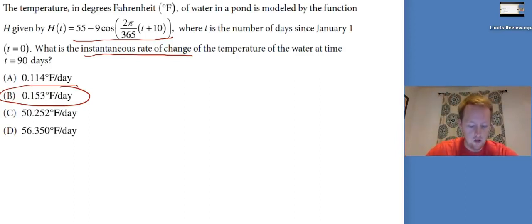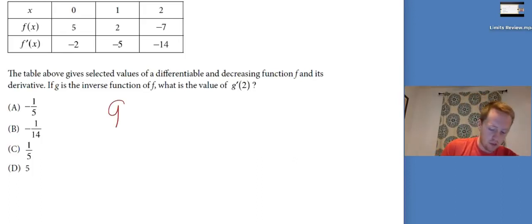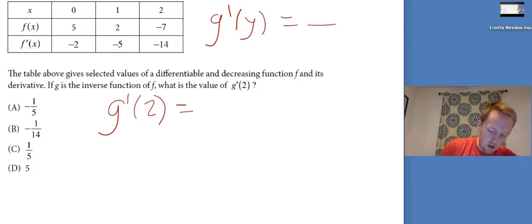Cool. So let's move on to our next problem. The table above gives selected values of a differentiable and decreasing function f and its derivative. If g is the inverse of f, what is the value of g prime of 2? Okay, so we're looking for g prime of 2. Remember that previous slide said g prime of y equals 1 over f prime of x. So the y value is 2. What x value gives me a y value of 2? Well, here's the y values. Oh, that says y. Y value of 2 is x value of 1.